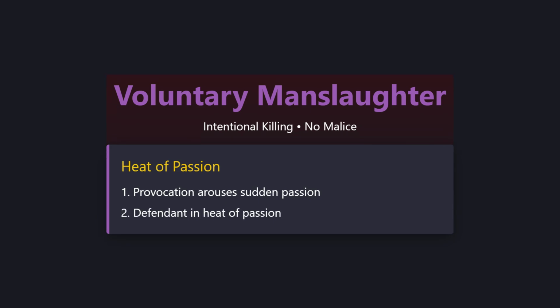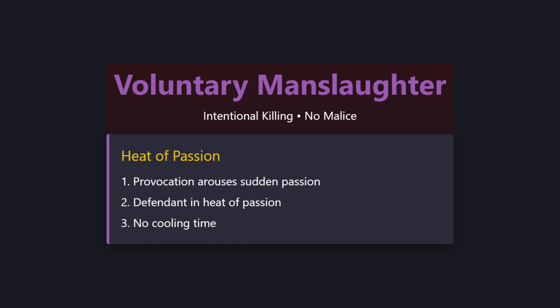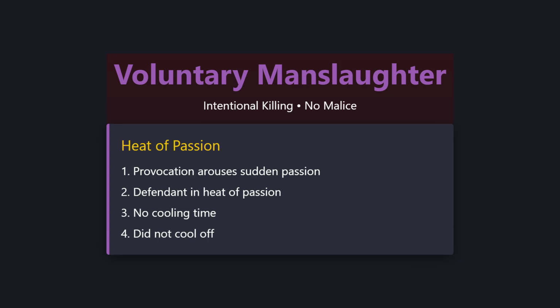Second, the defendant must actually be in the heat of passion when the killing occurs. Third, there must not have been sufficient time for a reasonable person's passion to cool. Fourth, the defendant must not have actually cooled off before the killing. Mere words are generally insufficient to constitute adequate provocation. Some jurisdictions recognize the doctrine of imperfect self-defense. Here, the defendant honestly but unreasonably believed deadly force was necessary. This unreasonable belief reduces murder to voluntary manslaughter.